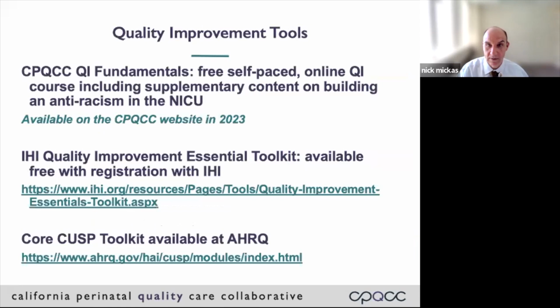Next slide. So some tools for you from multiple different sources, all of which are available. The CPQCC QI Fundamentals is available to people who are CPQCC members. The others can be accessed by anybody. All you have to do is register. Next slide.